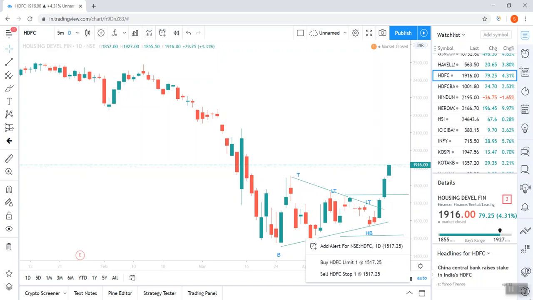So this is how you trade a symmetrical triangle. It can be traded on any time frame. Just look at all the charts and try to identify the symmetrical triangle. Either it will be a breakdown or it will be a breakout.